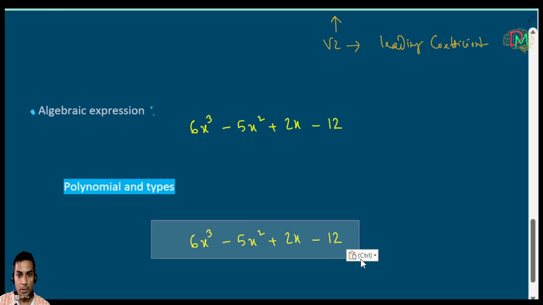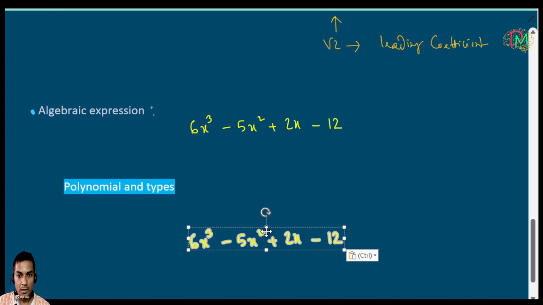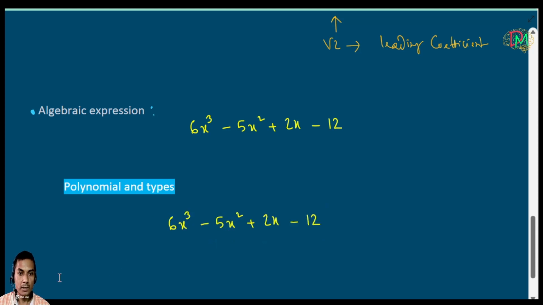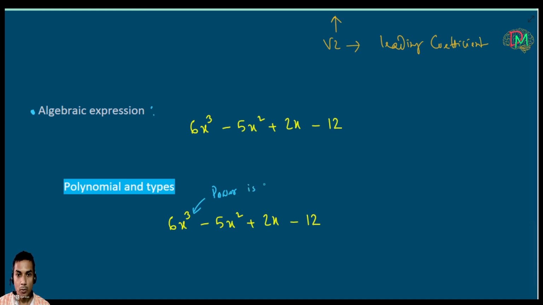Why? Because you must remember this is an algebraic expression, and the variable power should be a whole number. The variable power is a whole number, for all variables, this one also, this one also. Clear? You must remember, if the variable power is not a whole number, then you can't say this is a polynomial.